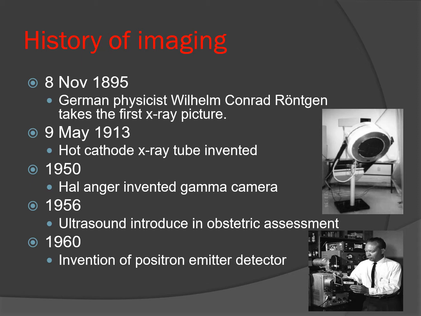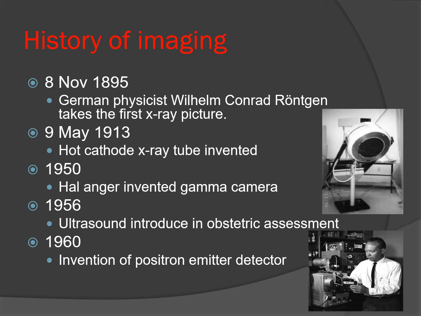So in 1895, the first X-ray film was taken by William Conrad Röntgen, and then 20 years after that, the hot cathode X-ray tube was invented. This hot cathode X-ray is used in all low dose imaging like CT scan and radiograph. Then 60 years after that, Hal Anger invented the gamma camera. This gamma camera is what we use for nuclear medicine study.